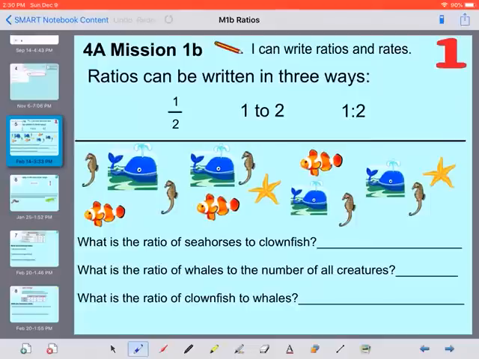Today we are doing Unit 4A, Mission 1b. I can write ratios and rates. So first, ratios can be written in three different ways.